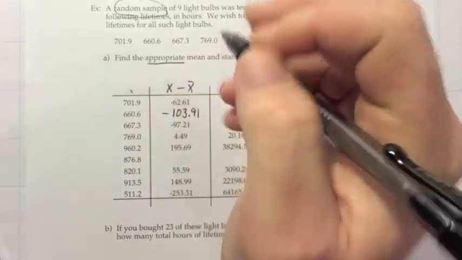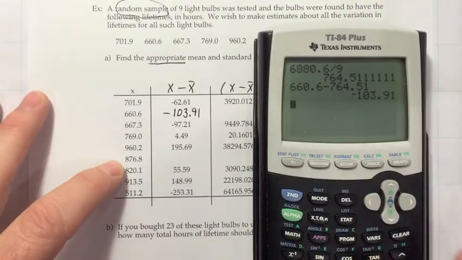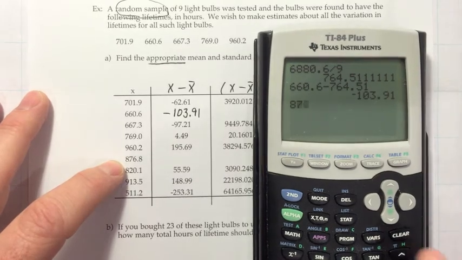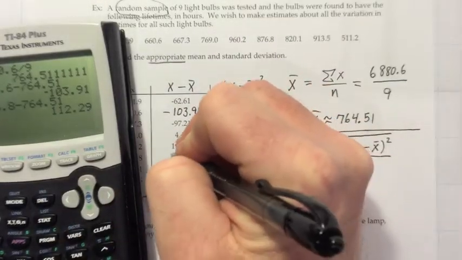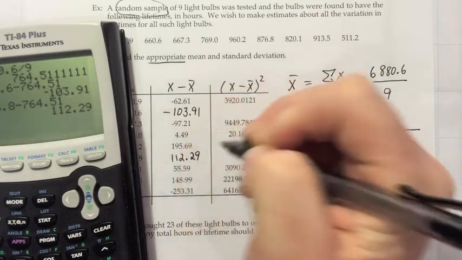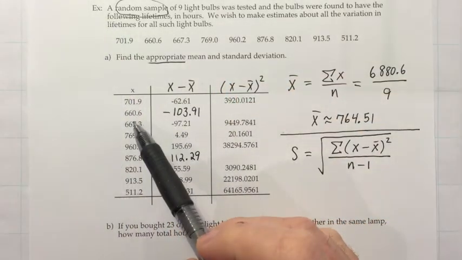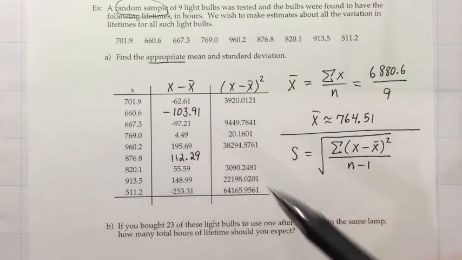And then we just have to do that one more time. Down here we have another blank spot, so let's go ahead and fill that one in. So 876.8, and then also minus 764.51, and we get 112.29. And notice, just like before, that when your number is smaller than the mean, you get a negative deviation, and when it's bigger, you get a positive deviation.